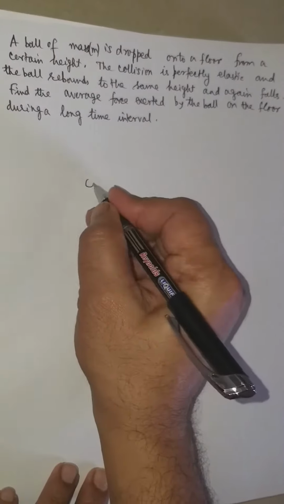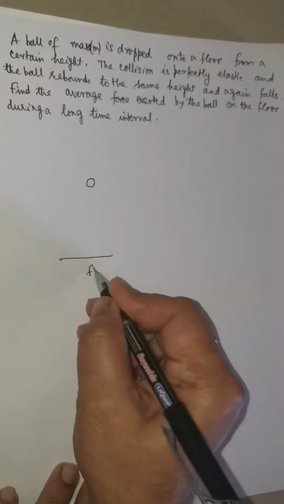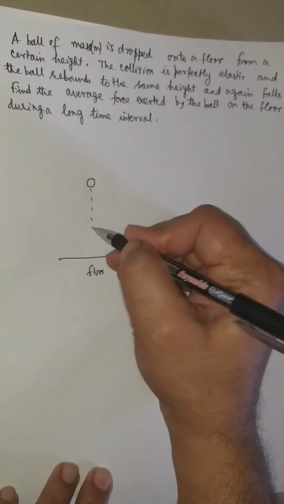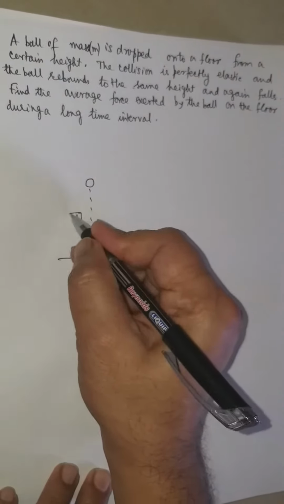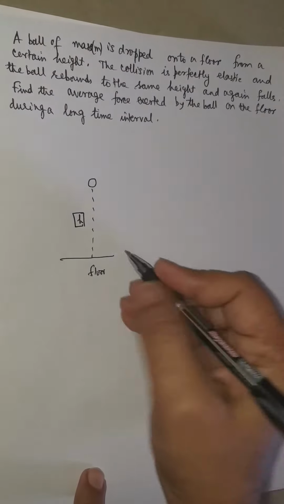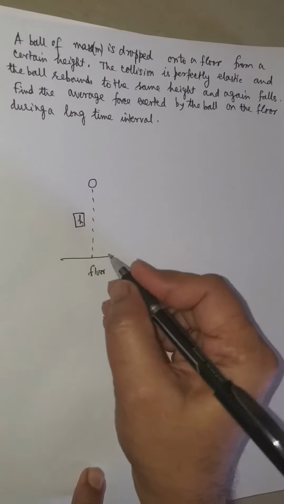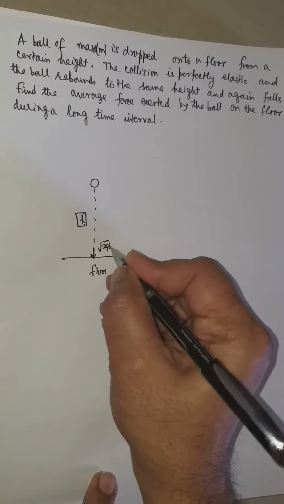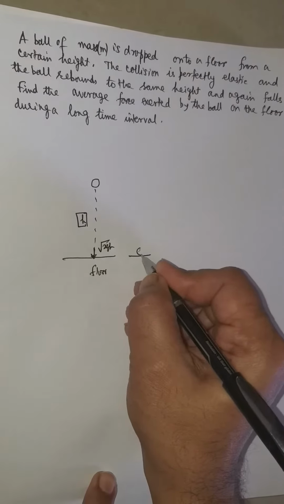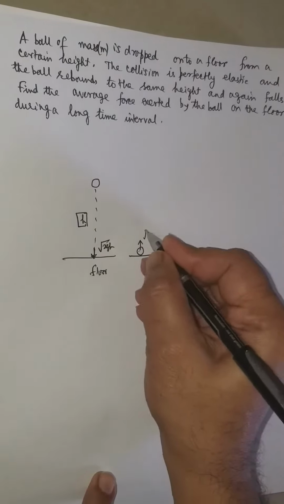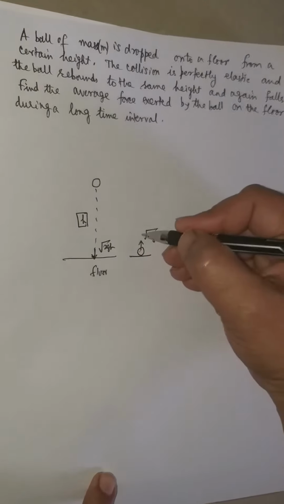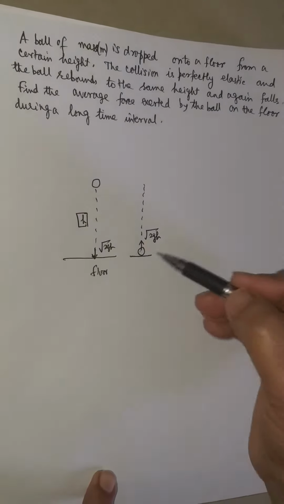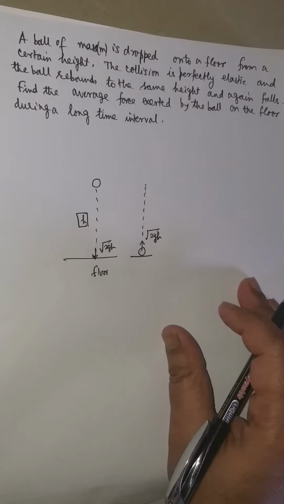The question says that there is a ball which is dropped on a floor at some height h, let us say, and elastic collision takes place. Therefore, the speed with which it strikes is root over 2gh, and the speed with which it rebounds is another root over 2gh, and it is going to attain the same height from where it has fallen.